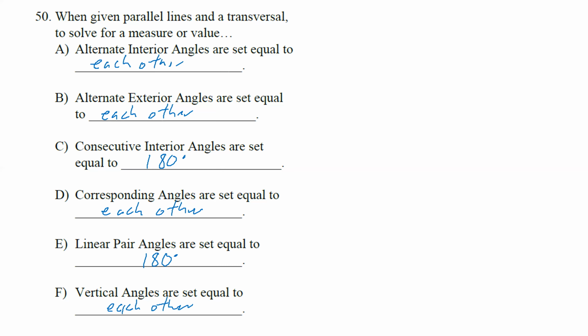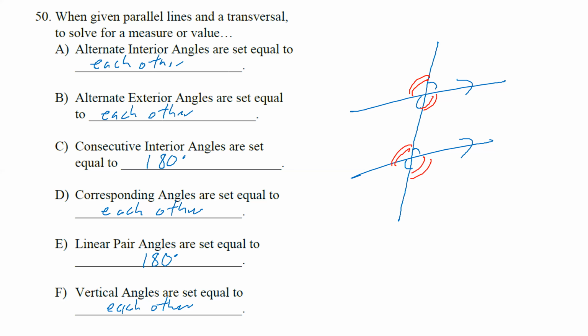So if I was to draw a set of parallel lines here, again, every single acute angle that we have is going to be congruent, and then every single obtuse angle is going to be congruent. Any combination of an acute and obtuse will be supplementary.